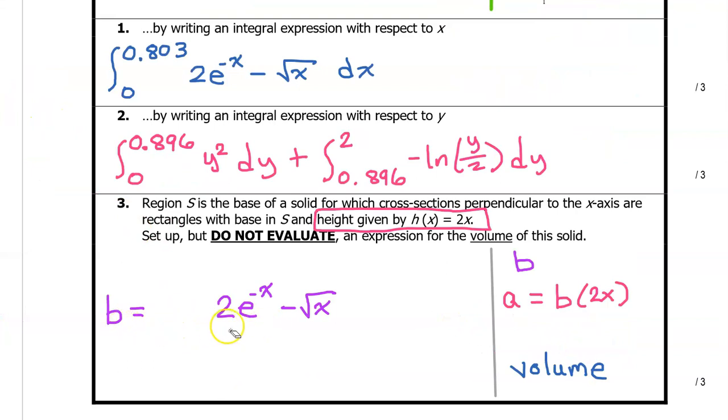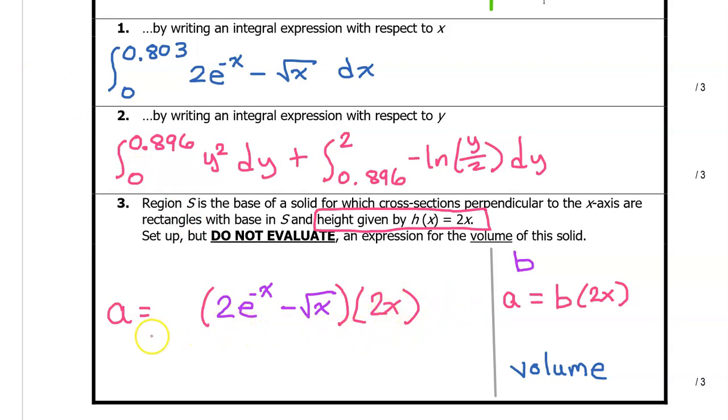So let's come back to our main expression. Right now, this expression represents b, the base of a single slice. But we need to change this and make it into an expression for area. So how can I modify this to make it an expression for area? Well, area is going to be b times 2x, and this purple expression is b. So I can make it into area by doing b times 2x. This is now an expression for the area of a single slice.